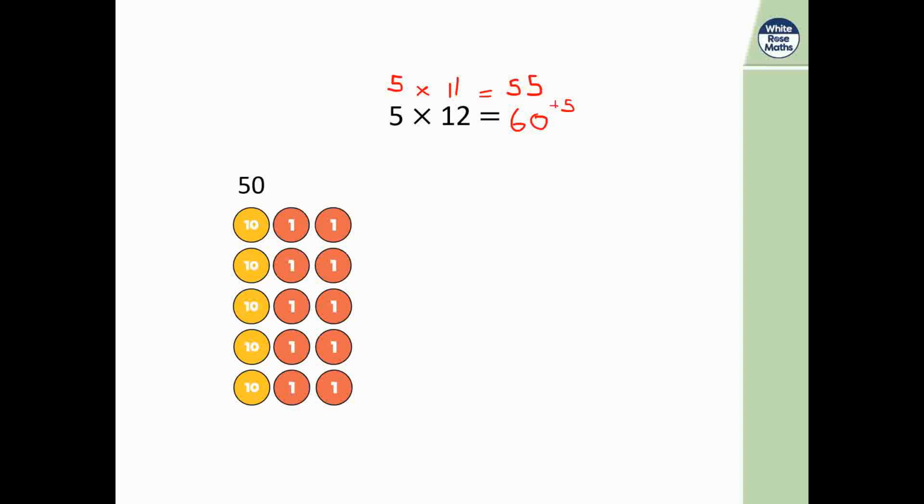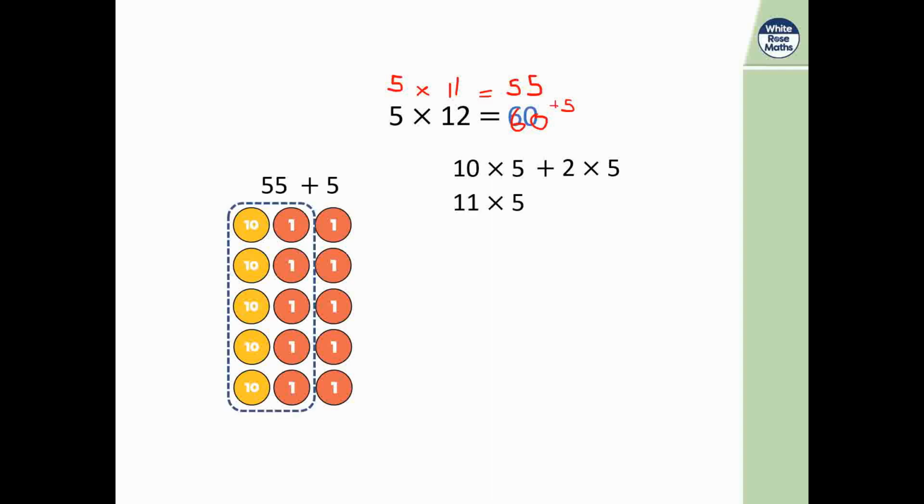Okay, so 50 plus 10. 10 times 5 plus 2 times 5, okay? Gives you 60, as we said. Here's another way of showing it. So that's the 11 times table, which is 55 plus 5. 11 times 5 plus 1 times 5, okay? I think, for me, this one is probably the easiest way of doing it.